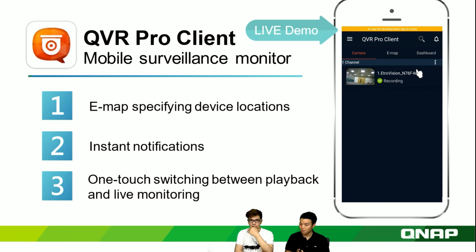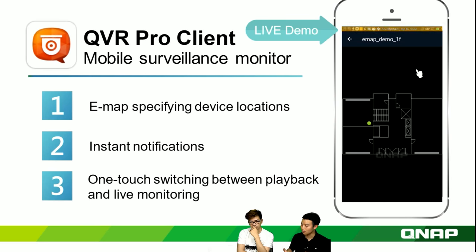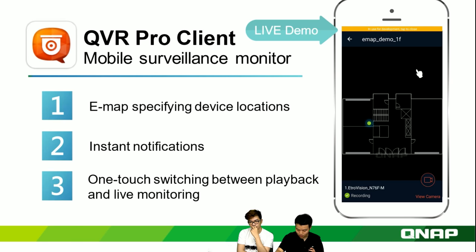The first one is the EMAP. After you deploy all these cameras to every corner of your office, you can use a map mode to figure out where this camera actually is, so that you will see the green spot. That's the first floor of our headquarters. If you click on it, it shows camera models and motion detections. Oh, you see, there are some people moving around there. So it says motion detection.